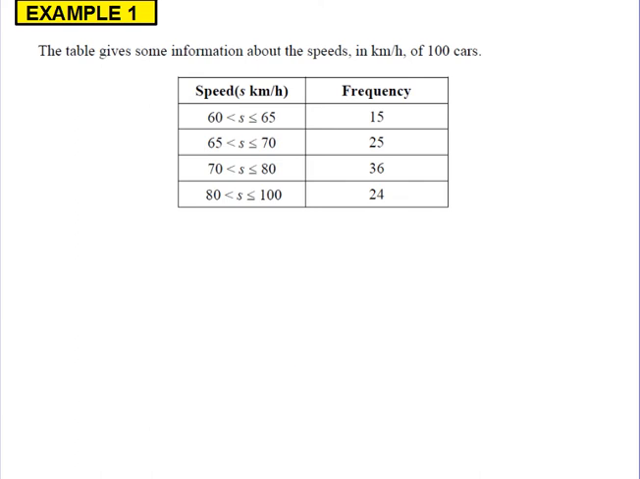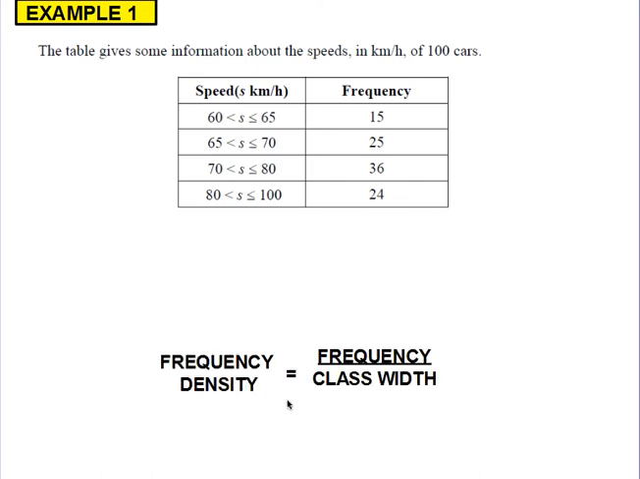So frequency density is the frequency divided by the class width. So what we're saying is we need to use this number and divide it by the distance between there and there, how wide this class width is. So for this one the class width is 5 because it's 65 take away 60. Next one, it's also 5. Next one is 10. Next one is 20. So that's how wide these groups are.